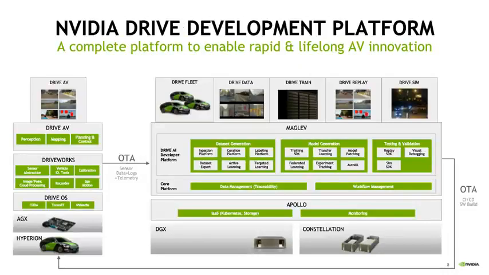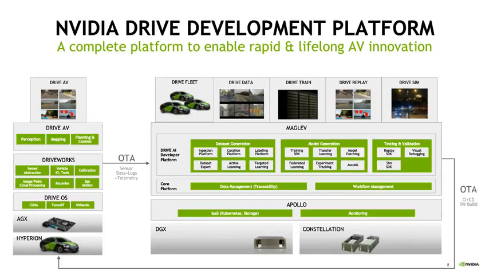Okay, so these six big components, Drive AV, our fleet management, Drive Data, Drive Train, Drive Replay, and Drive Sim, are all enabled by this unified development platform we've built at NVIDIA, which is made of two big components. On the left side, you're looking at our embedded stack. Drive AV, DriveWorks, DriveOS is our software stack, all sitting on top of AGX, our embedded hardware platform. Hyperion is the code name for our sensor platform. So on the left side, you have everything that's running in the car.